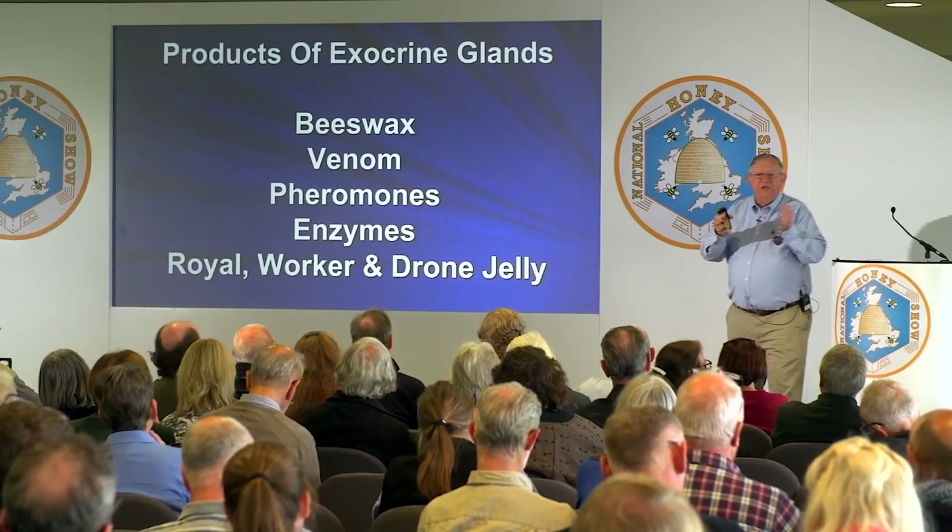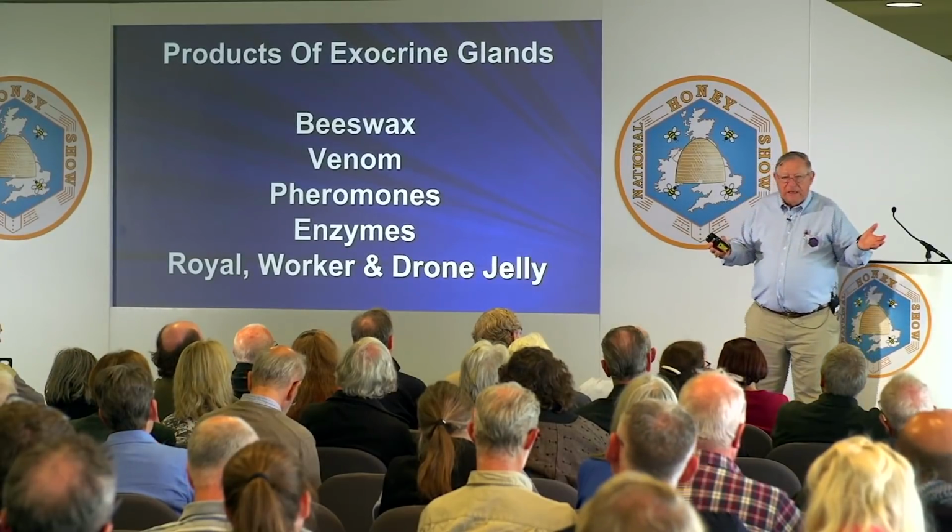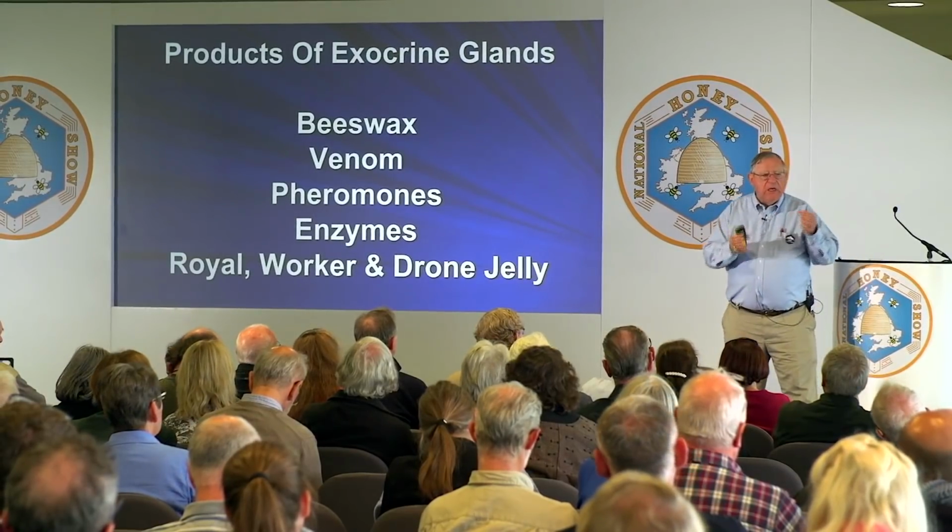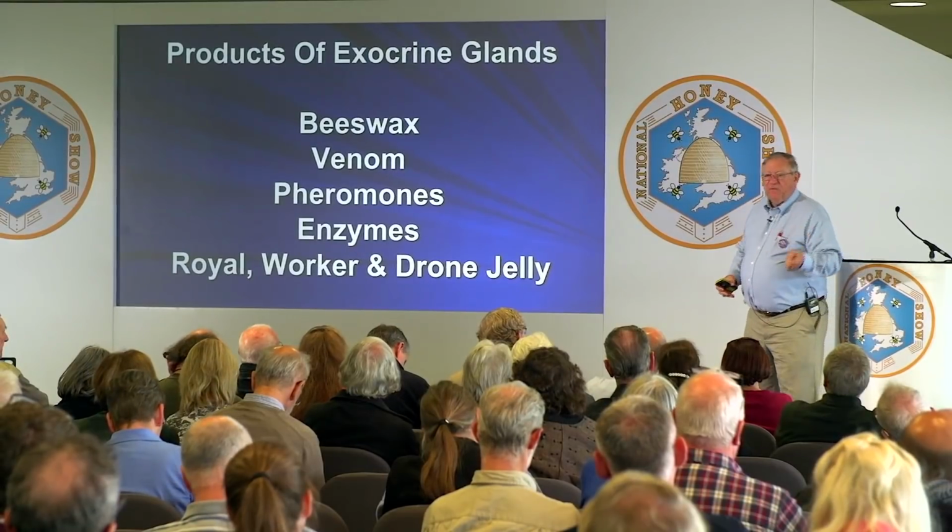These proteinaceous jellies that are secreted by both the hypopharyngeal glands and the mandibular glands are used by nurse bees to care for the young larvae within the hive. We often just refer to it as royal jelly, but biochemically, royal jelly is different than worker jelly and is different than drone jelly. So biochemically, they are slightly different.